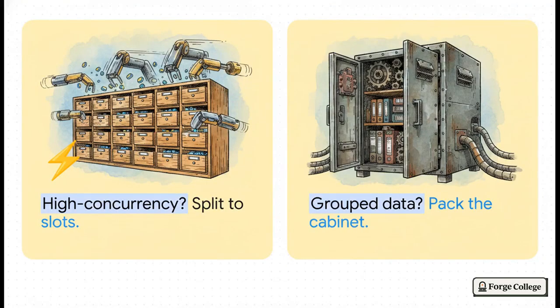The core takeaway here is simple. You have to match your layout to your access pattern. Do you have high concurrency needs? Split those hot, independent fields into fine-grained slots. Use the drawers. But if you have group data that's frequently accessed together, consolidate them into an account blob to avoid repeated reads. Pack the cabinet.